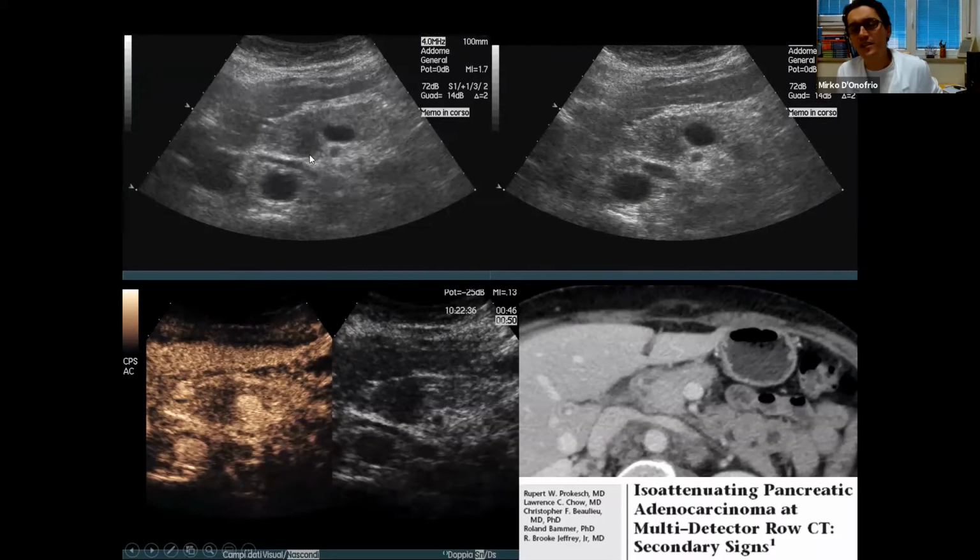Then the lesion is this one, very small, no dilation of the duct. The lesion is markedly hypoechoic, but the result on CT is not the same. So from here to here, there is a lesion on ultrasound, nothing on CT. CT is completely negative, pancreas normal, but it is not normal. There is a ductal adenocarcinoma, small, 1.5 cm.